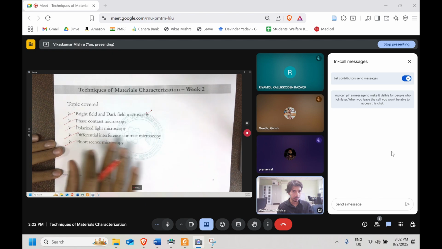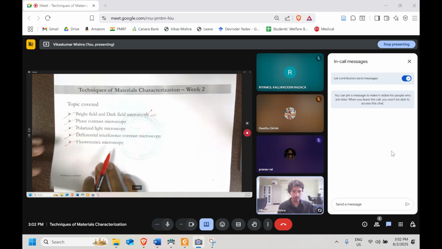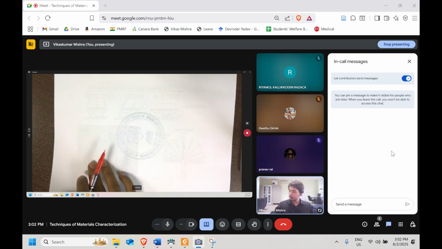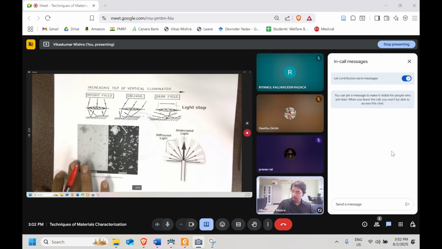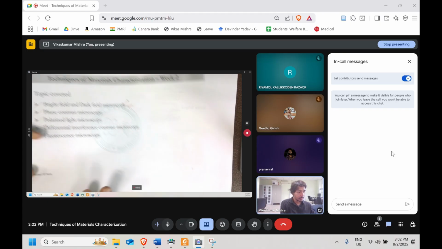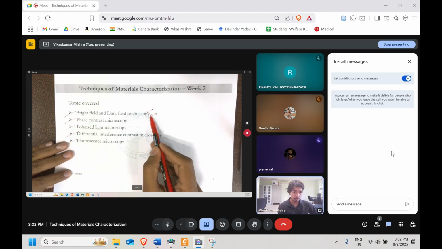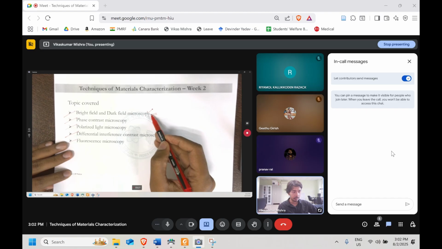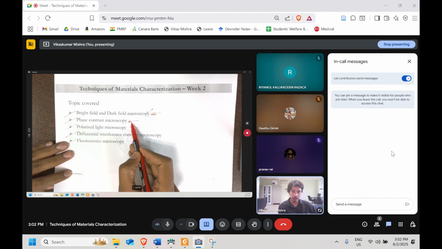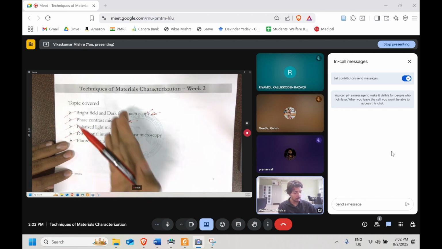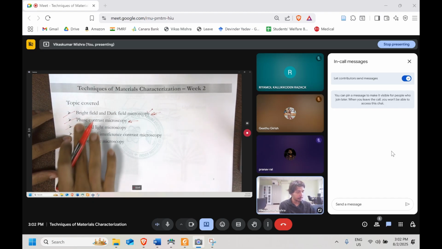Since there is no question, let's start with the doubt solving session. We'll start with a few questions, with the first concept, bright field and dark field microscopy. My plan is that one by one we'll quickly have a look at the concept that has been covered, and then we'll solve questions based on it. After that, we'll have a quick revision of the concept and then solve the questions again. So on and so forth, we'll do this for all 5 different microscopy techniques. So let's start with bright field and dark field microscopy.